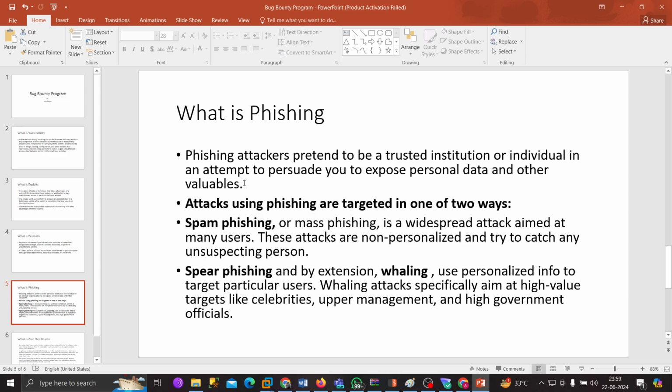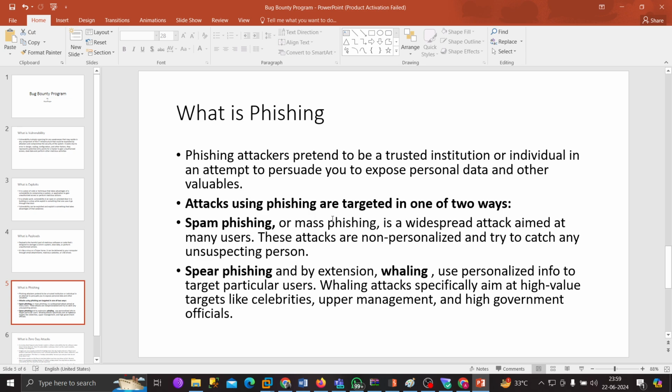Basically, when we talk about phishing, attackers pretend to be a trusted institution or individual, or they will attempt to persuade you to expose personal data and other information. Like, I'm pretending to be a friend, trying to get to know about you as much as I can, right? And tomorrow I will reveal all of your data on the website. So make sure when you talk to anyone, you are not sharing your personal information. That is one of the major lessons learned.